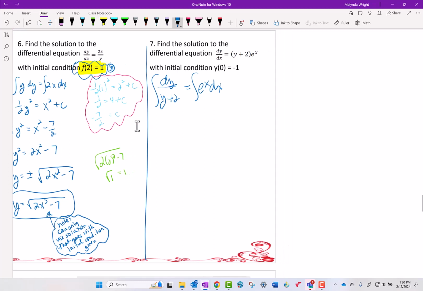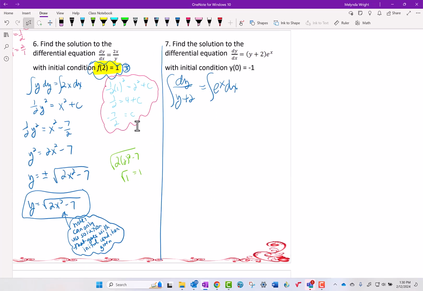Okay. We actually did one very close to this, didn't we? Remember the little baby u sub? Why do I call it a little baby u sub? Because it would only involve a constant. It's pretty straightforward. So what is going to be the antiderivative of this part? Can we do that in our head? Yes? ln of y plus 2. Okay, that's little baby u sub.